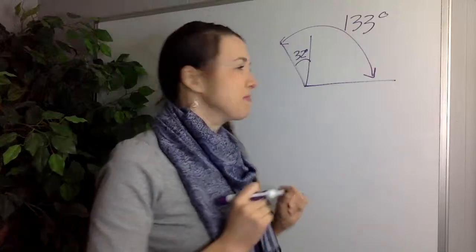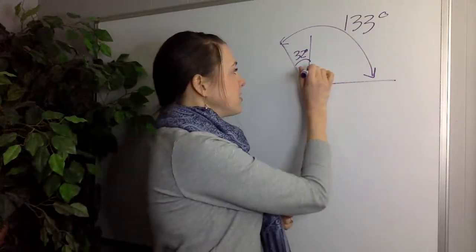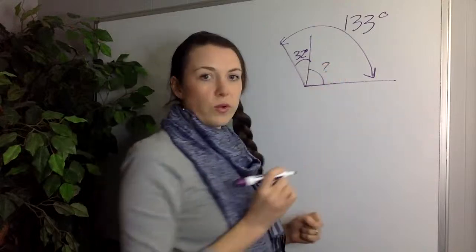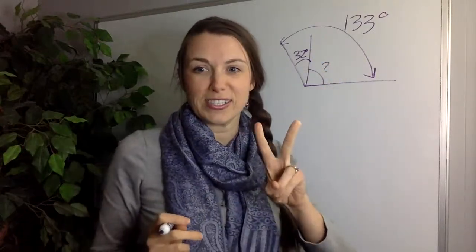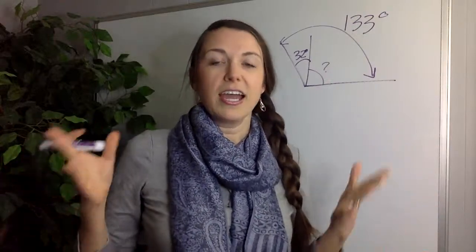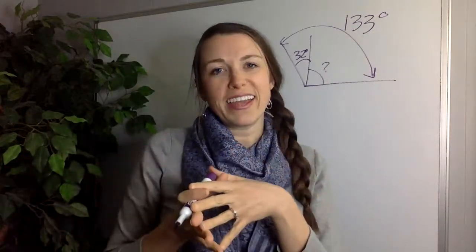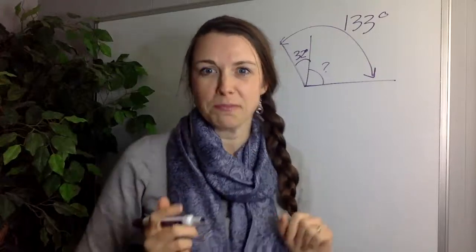I'm so thankful. Okay, so here we have two angles, but we don't know what this angle is right here. So we can solve this two ways, okay? The first way I'm going to do is just your basic math way. And then we're going to turn it into an algebra problem so that you can practice your algebra, okay?